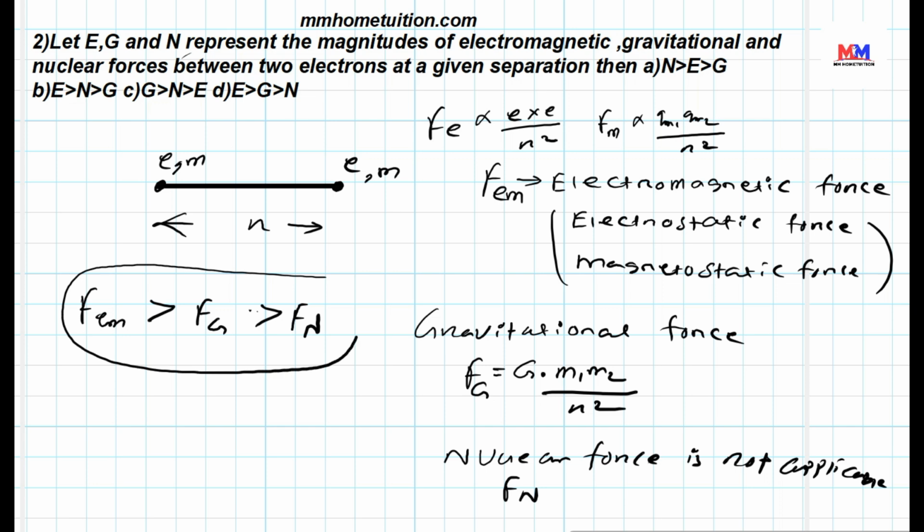Next is gravitational force, and then nuclear force. Nuclear force is not applicable here as it is related to electrons. So the maximum force is electromagnetic force. Then gravitational force, as it is the weakest force in nature, and nuclear force is not applicable. That's why it is coming last.